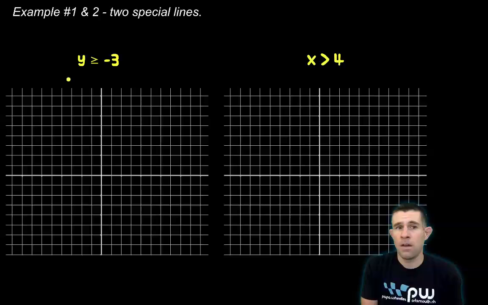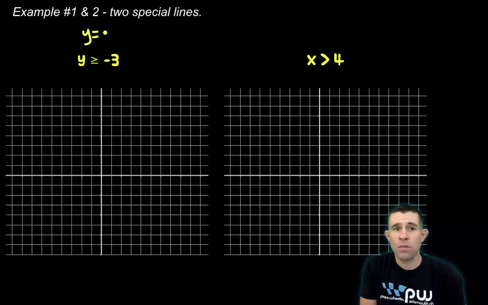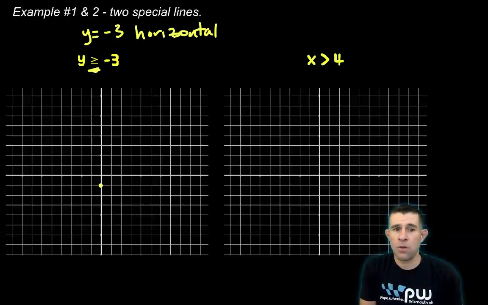Alright, let's take a look at a few examples here and see how we would graph these in our coordinate plane. Our first example here, we have y is greater than or equal to negative 3. Well, you'll recall that the equation y equals negative 3 is a horizontal line passing through the y-axis at negative 3. And because it can be equal to negative 3, we are going to graph a solid line passing through our y-axis here at negative 3. So here's our line y equals negative 3.